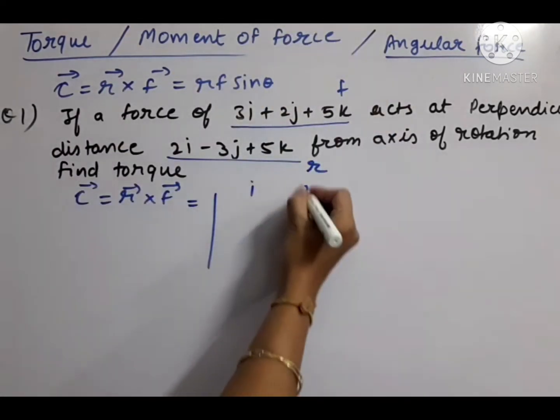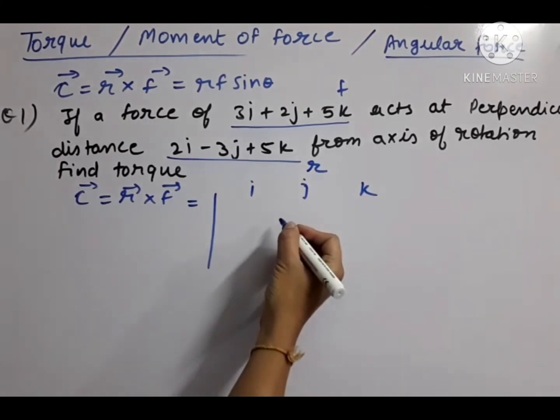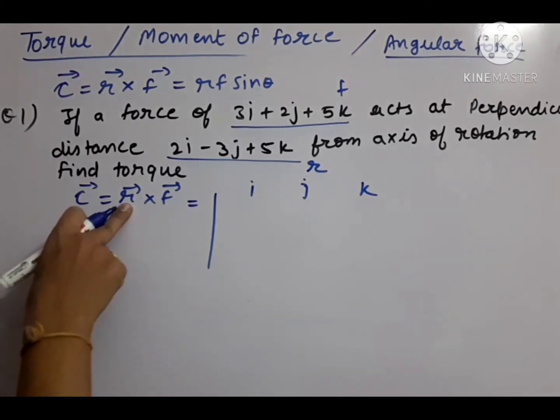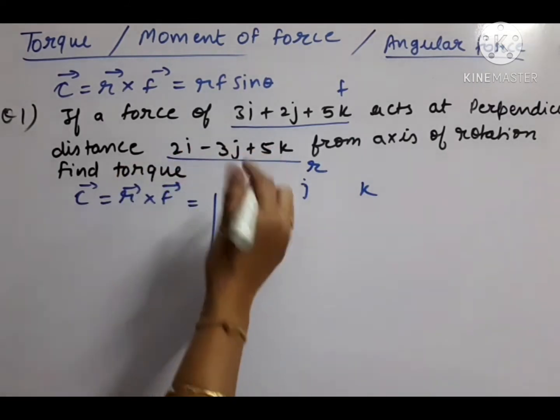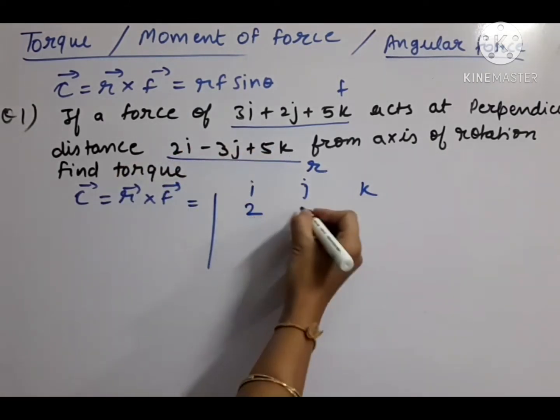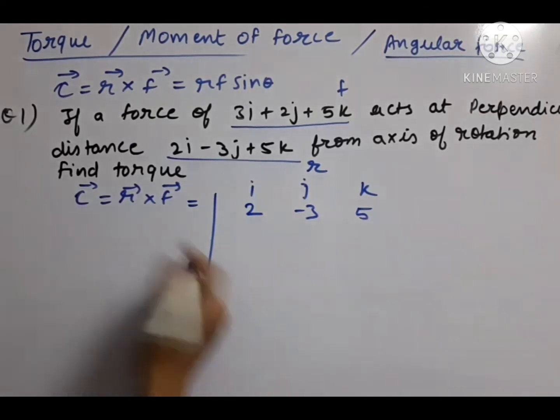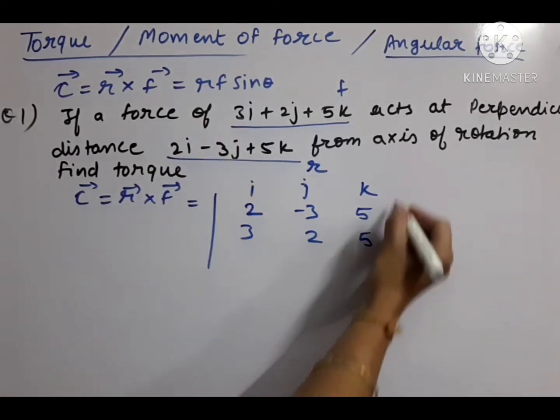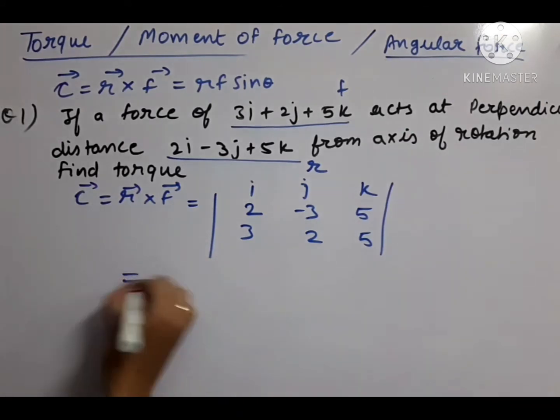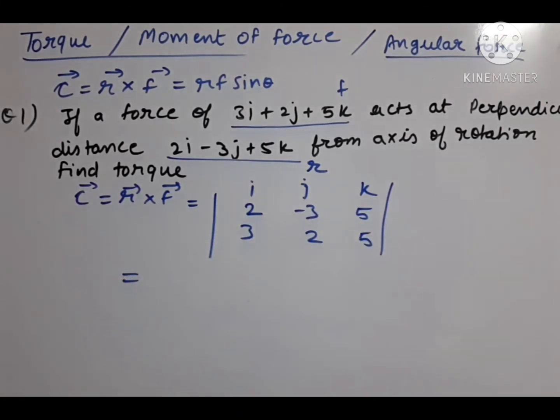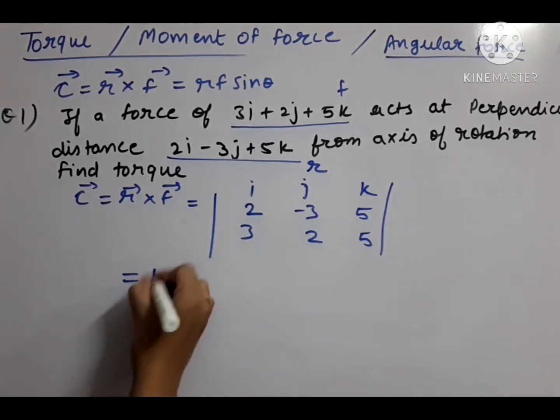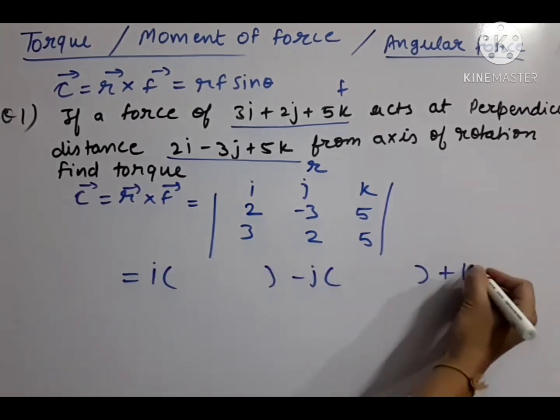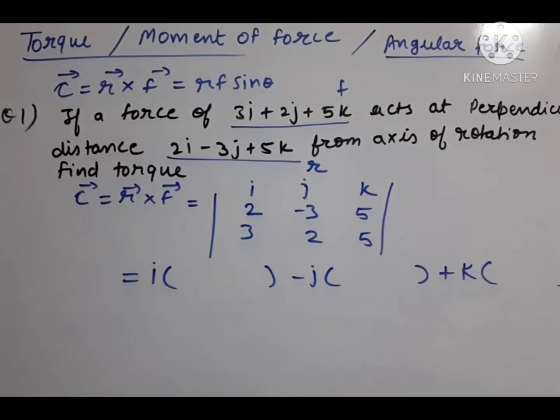For the vector product, as we know, we make a matrix. Firstly R should come according to the sequence. So R is 2i minus 3j plus 5k, so write the coefficients here: 2, minus 3, 5. Then write the F coefficients: 3, 2, 5. After that we have to solve this matrix, that means the vector product. So how do we do it? We put i, we put minus j and we put k outside the brackets.